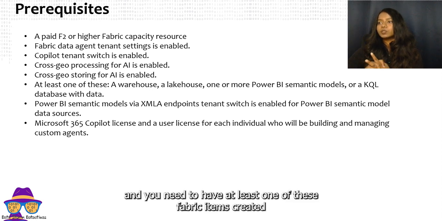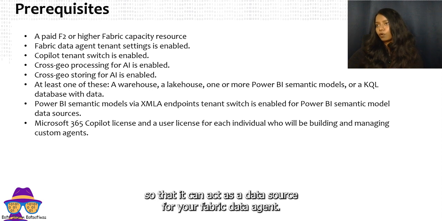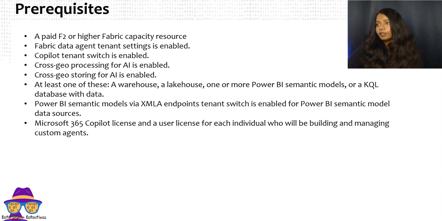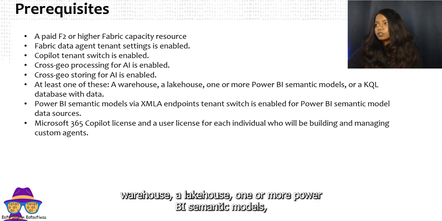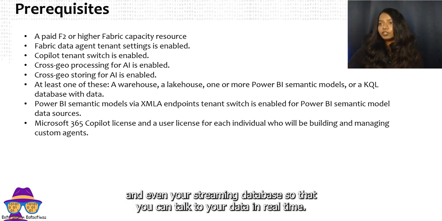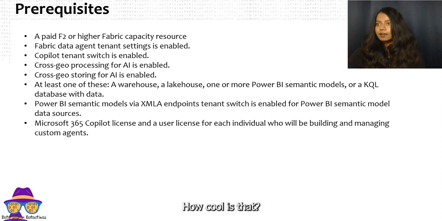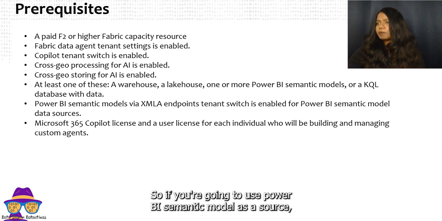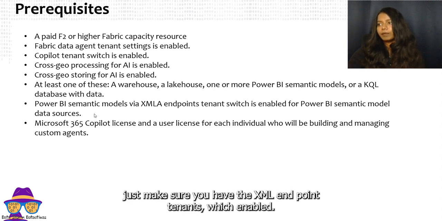And you need to have at least one of these Fabric items created so that it can act as a data source for your Fabric data agent. You can either have it fetch data from a warehouse, a lakehouse, one or more Power BI semantic models, and even your streaming database, so that you can talk to your data in real time. How cool is that? So if you're going to use a Power BI semantic model as a source, just make sure you have the XMLA endpoints tenant switch enabled.